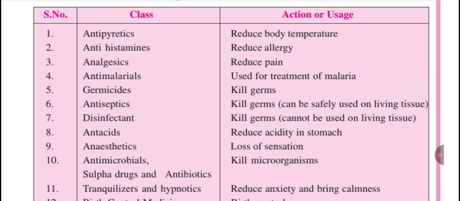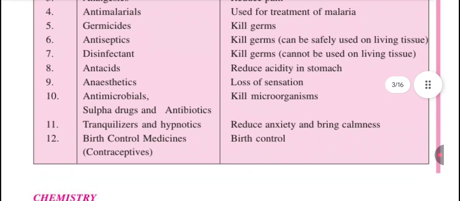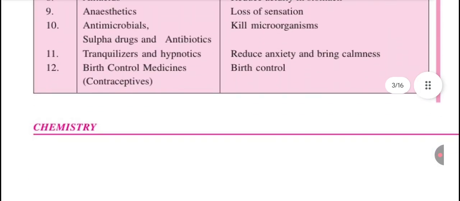Antipyretics reduce body temperature, antihistamines reduce allergy, analgesics reduce pain, antimalarials are used for treatment of malaria, germicides kill germs, antiseptics kill germs and can be safely used on living tissue, disinfectants kill germs but cannot be used on living tissue, antacids reduce acidity in stomach, anesthetics cause loss of sensation, antimicrobials, sulfur drugs and antibiotics, kill microorganisms, tranquilizers and hypnotics reduce anxiety and bring calmness, birth control medicines, that is contraceptives, control birth.